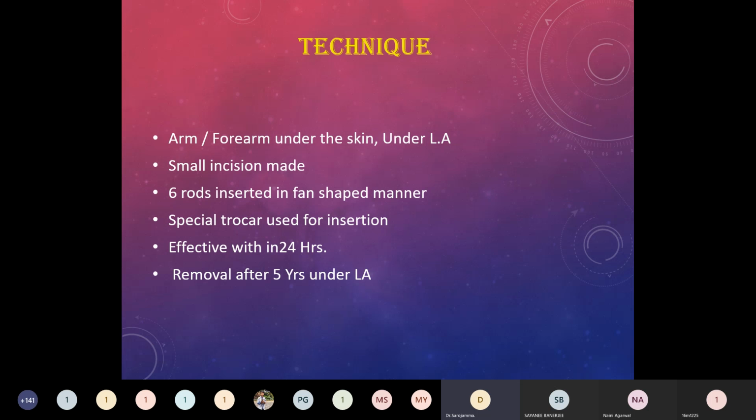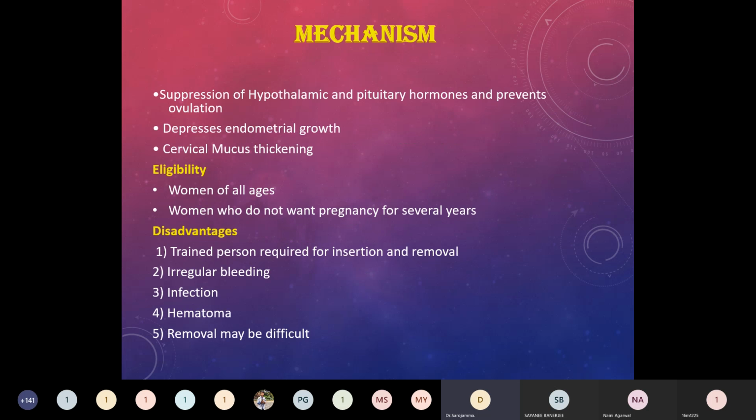Especially Norplant 6 and Norplant 2, they prefer to go for single rod, that is Implanon. And the mechanism of action is like POP. Eligibility criteria is also the same, and disadvantages are that it requires trained personnel, and irregular bleeding, all these are the same as any progesterone hormonal preparation, injection or tablet.